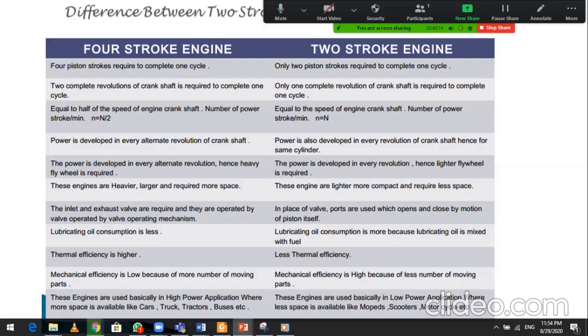Lubricating oil consumption is less. Lubricating oil consumption is more because lubricating oil is mixed with fuel. Thermal efficiency is higher, less thermal efficiency. Mechanical efficiency is low because of more moving parts. Mechanical efficiency is high because of fewer moving parts. These engines are basically used in high power applications where more space is available, like car, truck, tractor, etc. These engines are basically used in low power applications where less space is available, like mopeds, scooters, motorcycles, etc.